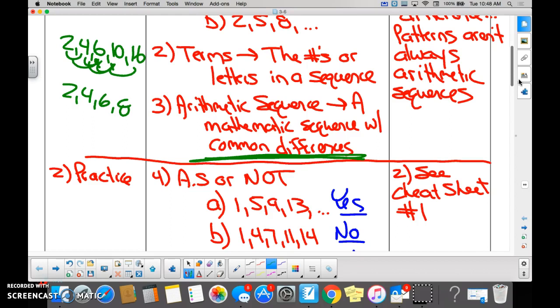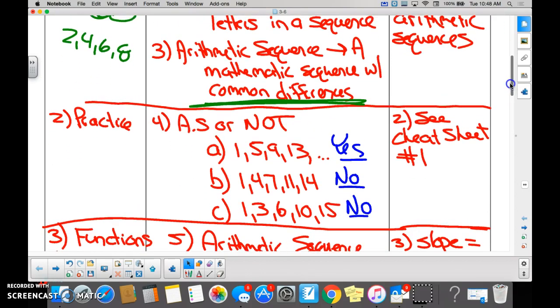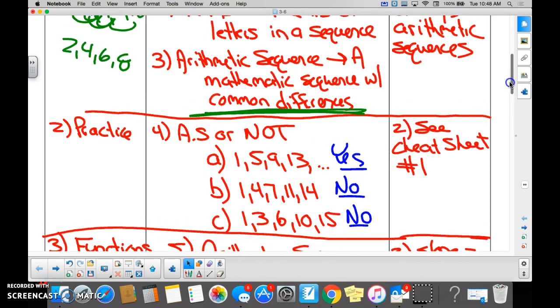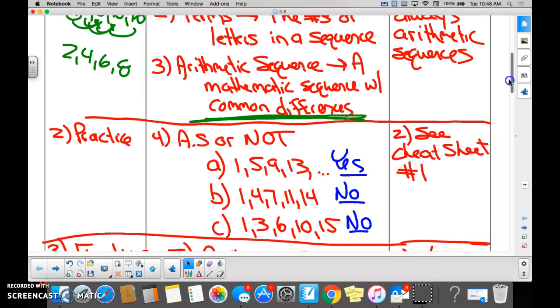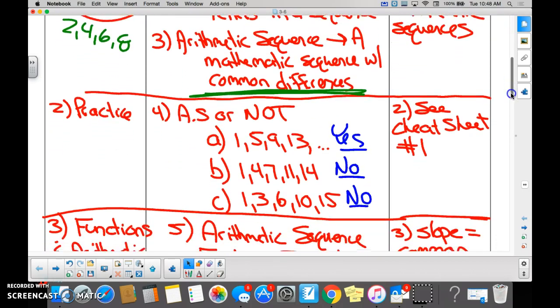So, an arithmetic sequence must have a common difference. It always is a pattern, but a pattern is not always an arithmetic sequence, because this is a pattern, but not an arithmetic sequence. Right? Okay, good. Number 2, you can do it on your own.